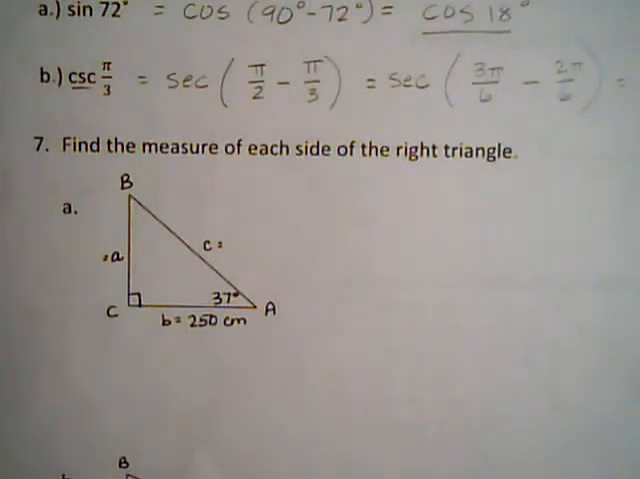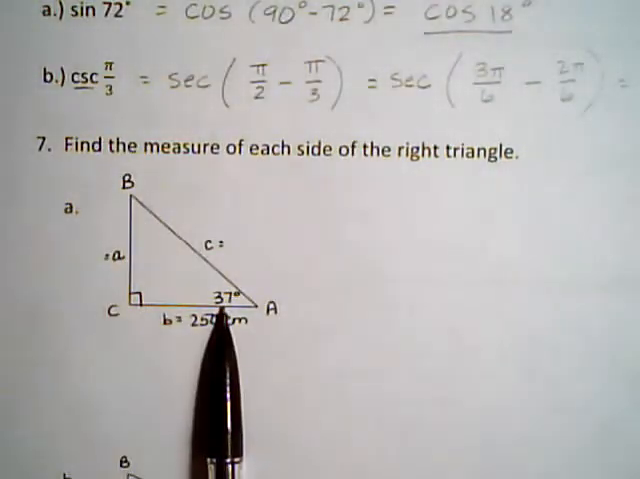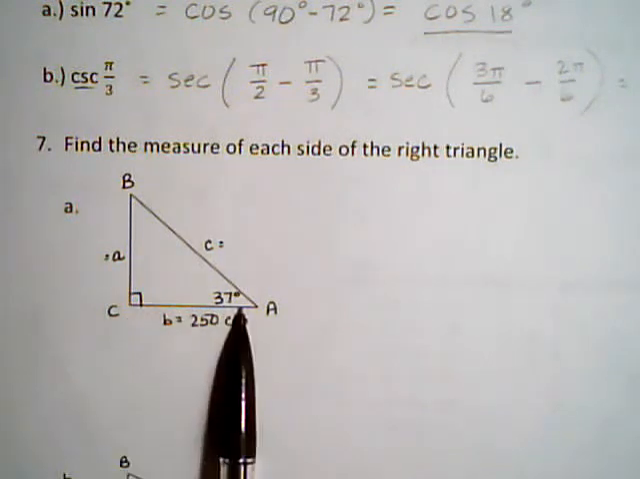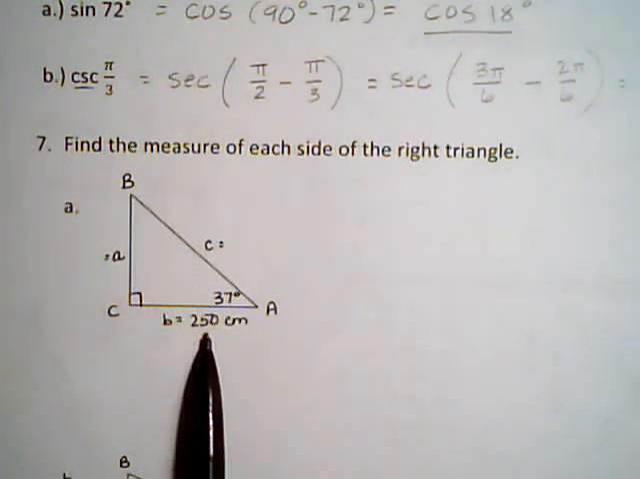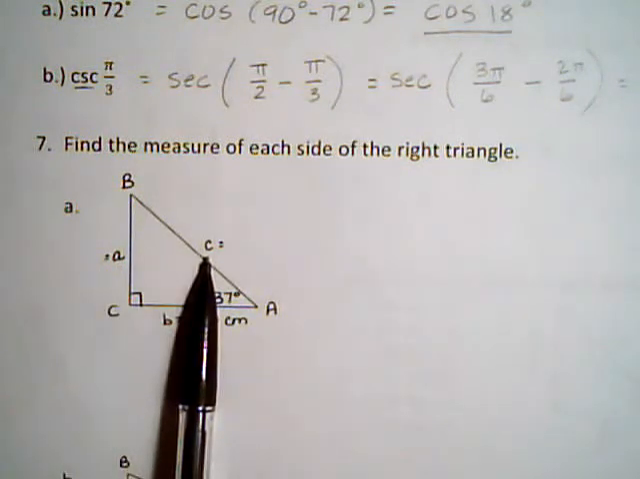Number 7 says find the measure of each side of the right triangle. As you can see in the diagram, we have a right triangle. One angle is given to be 37 degrees. One side length is 250 centimeters. We need to find the value of A and C.